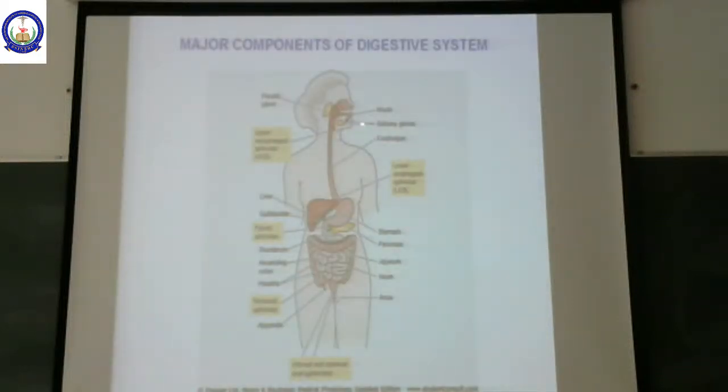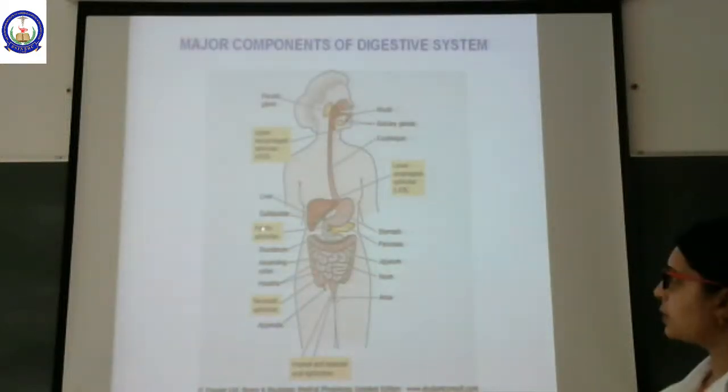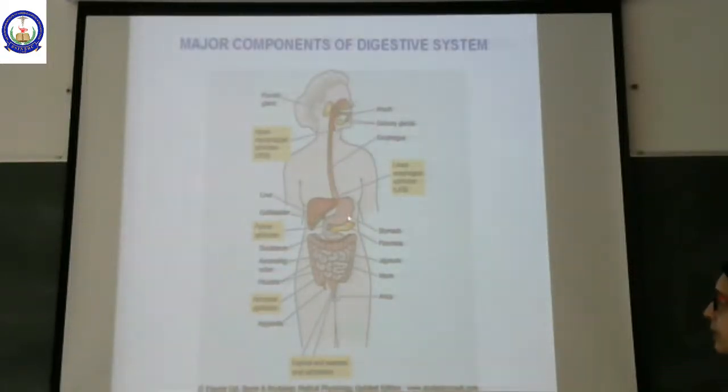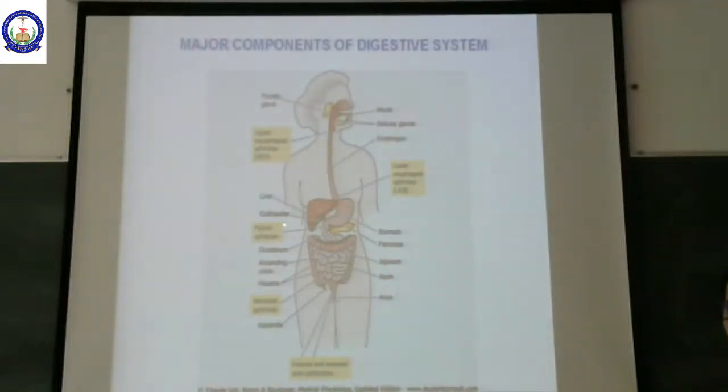Let me show one more important diagram. The major components of the digestive system include the mouth, that is the oral cavity. This is the esophagus, this is the stomach, and this is the duodenum. Duodenum, jejunum and ileum together constitute the small intestine, and this is the large intestine, the colon: ascending colon, transverse colon, descending colon, and the anus.